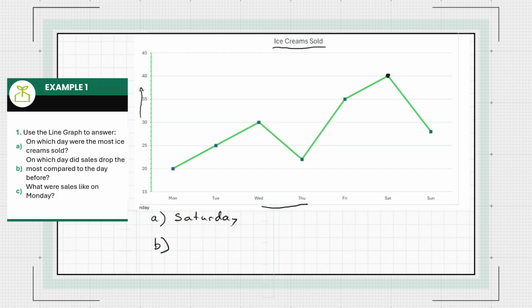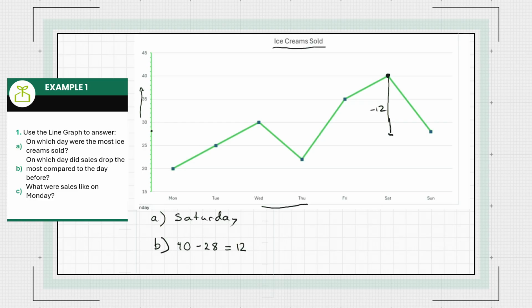For B, we're looking at on which day did sales drop the most compared to the day before. And when we're looking at large drops in sales, we have to just consider the vertical distance between one spot and another. So if we look at this particular distance here, we can see that we have 25, 26, 27, 28, it looks like here. So we've gone from 40 to 28. So our first little investigation is going to be 40 minus 28, and that's going to be 12. So we've dropped 12 between our Saturday figures and our Sunday figures.